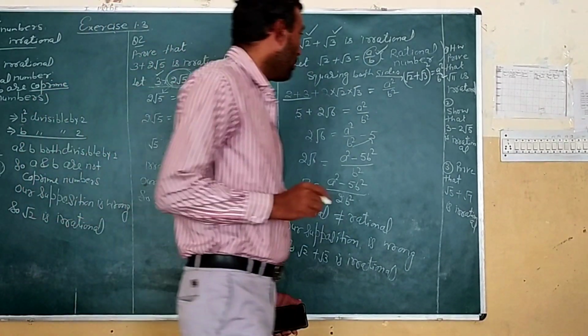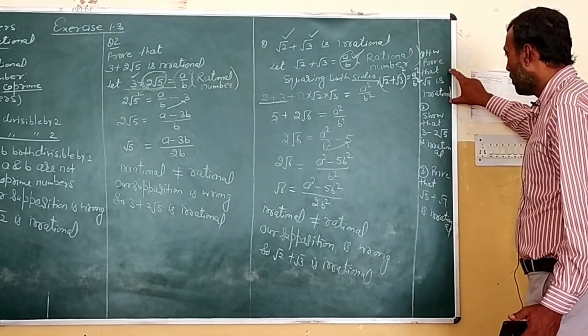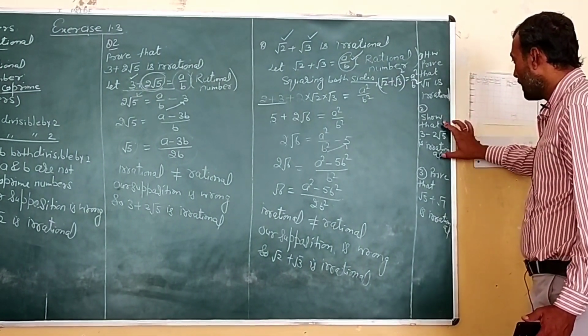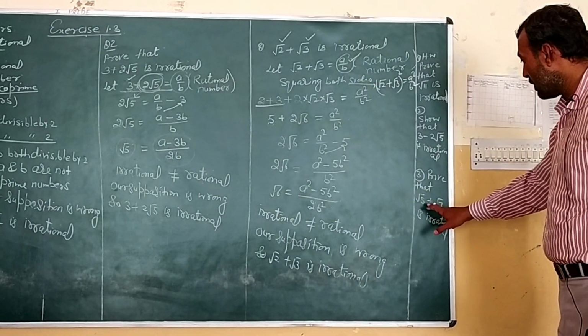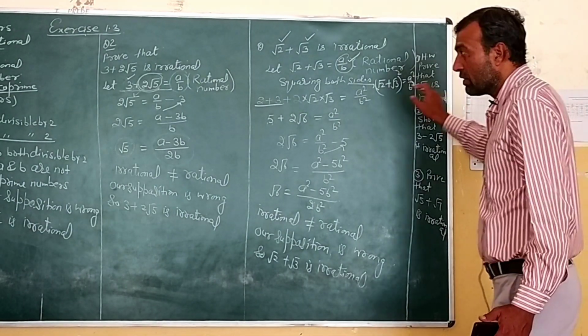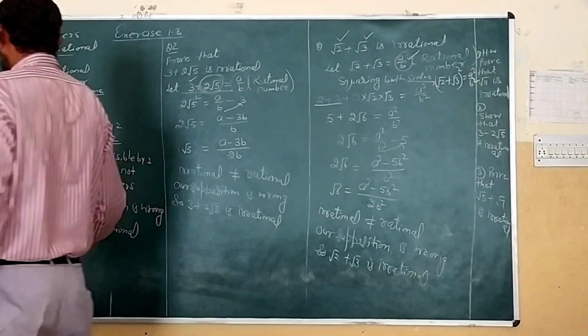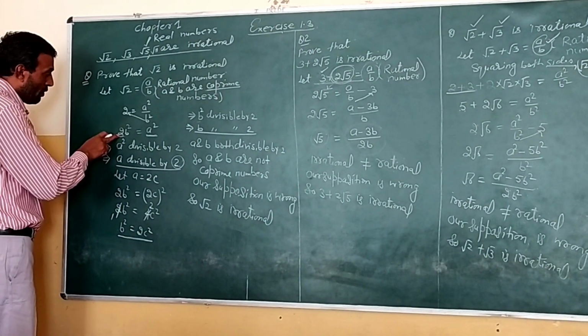Now I am giving you homework. Root 11 is irrational. This is your homework. Second question, show that 3 minus 2 root 5 is irrational, and third one, prove that root 5 plus root 7 is irrational. Now the same procedure is here. You follow the same procedure. Instead of 2 you take 11.